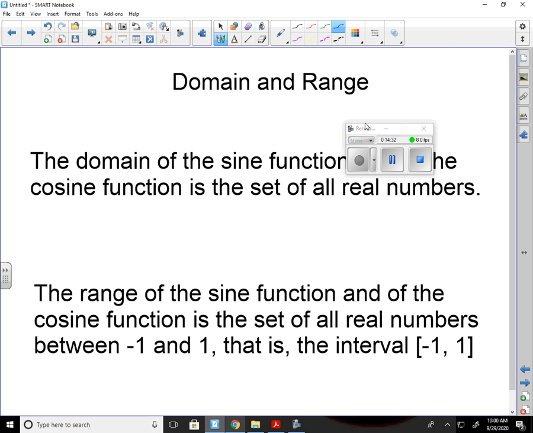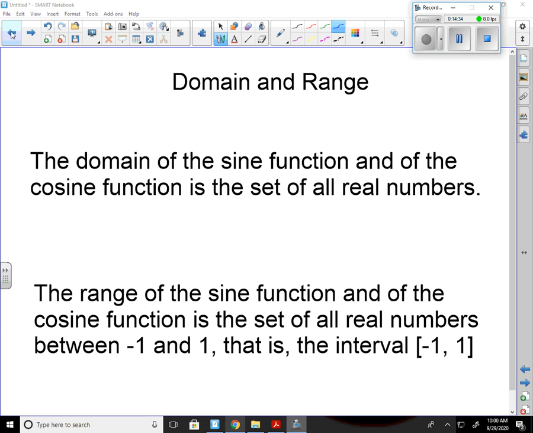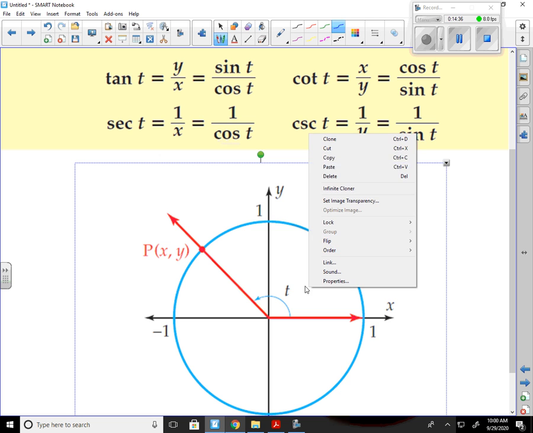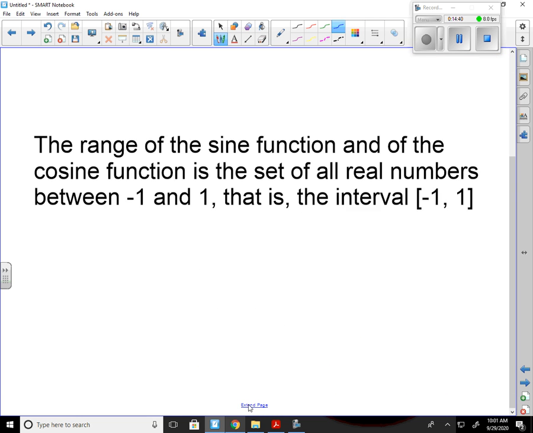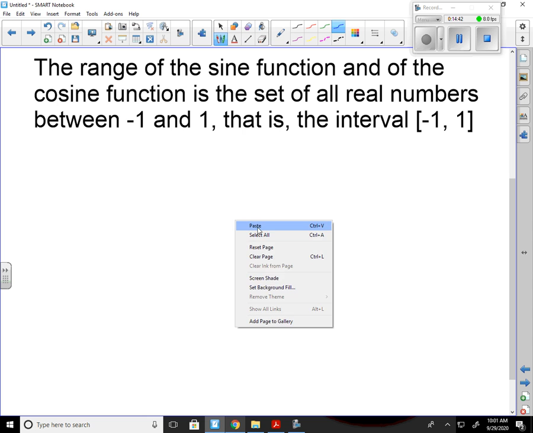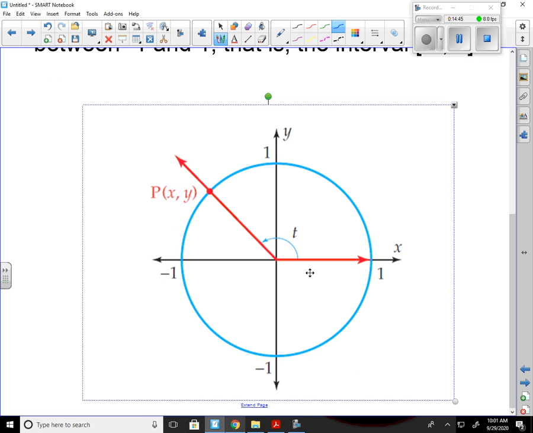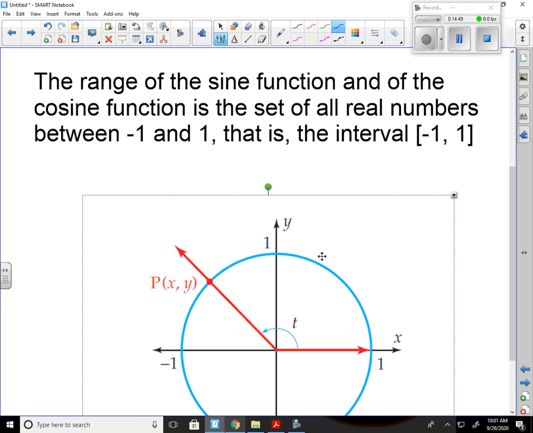Our range, I dropped it on the wrong one. Our range of the sine and cosine is the set of all real numbers between 1 and -1. And I'll show you why that's true.